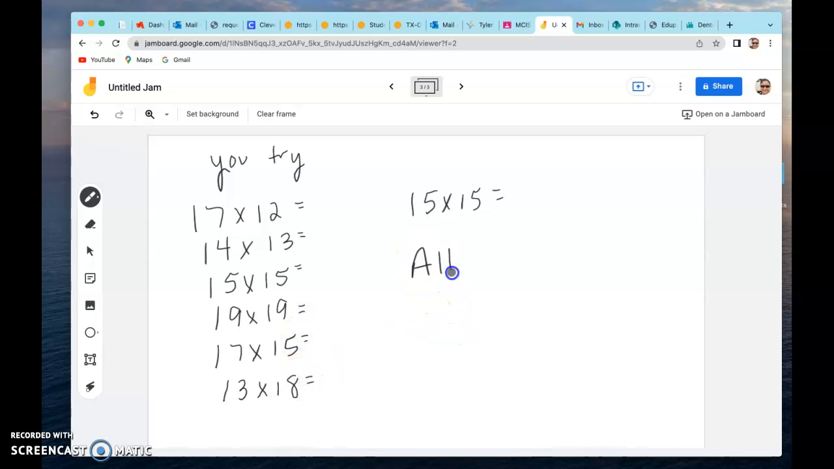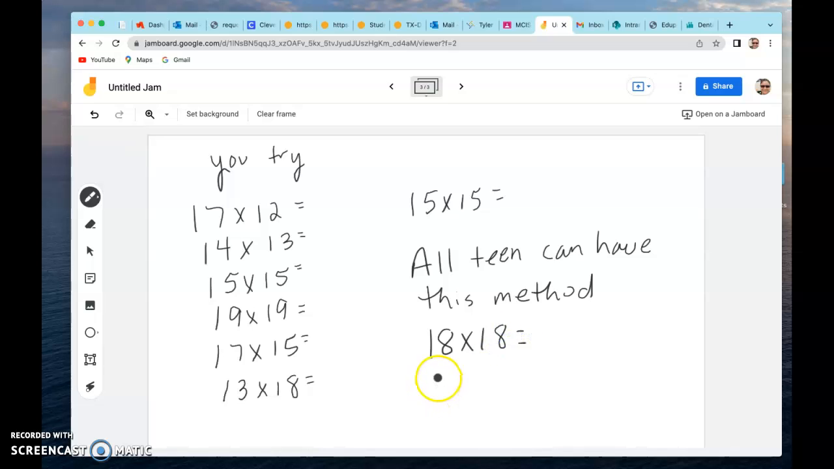All teens can have this method. 18 times 18. 19.